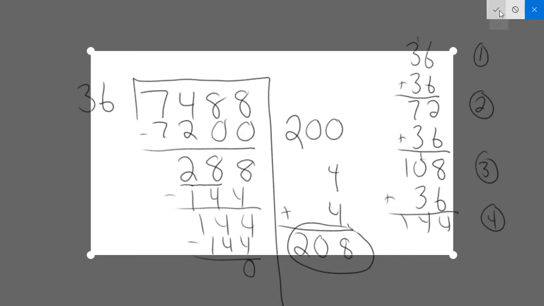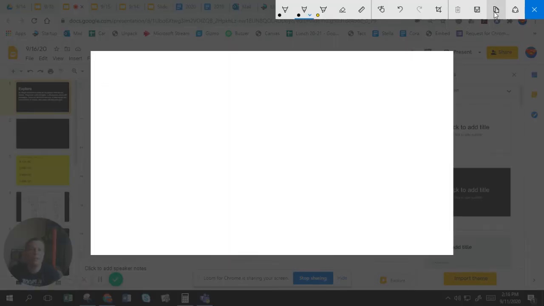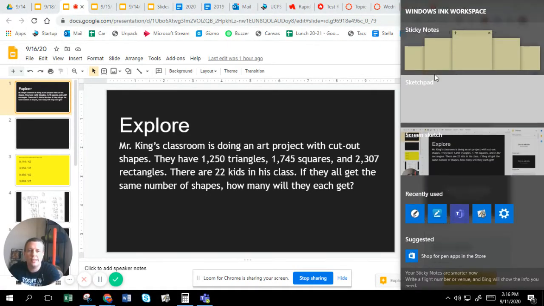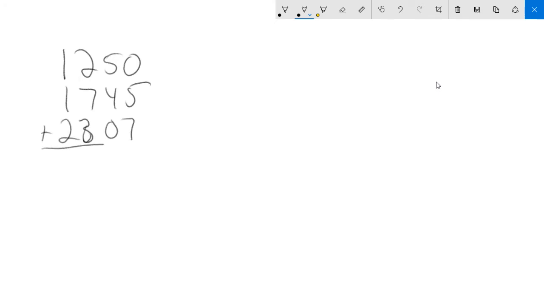Generally speaking, when you're looking at a problem like that, if the person didn't do that good of a job writing it out to be very specific, I would go with the easiest way to interpret the problem. So for me, the easiest way, instead of doing 3 steps of division, I'd probably put all of those shapes together. So we had 1,250, we had 1,745, and then we had 2,307. So when we put all of those together, we end up with 5,302 shapes, okay?